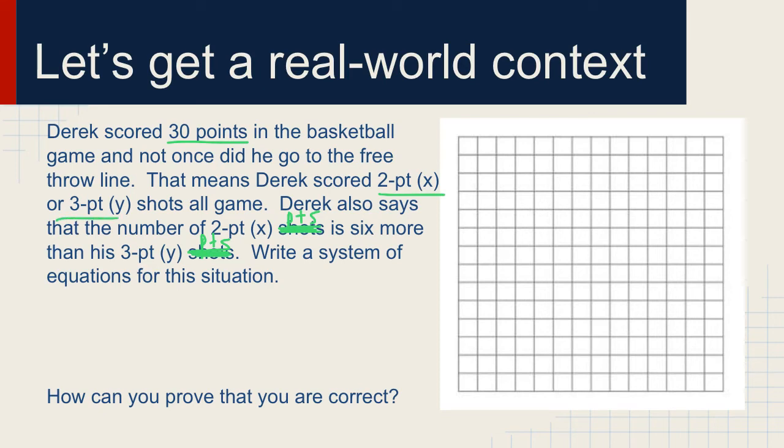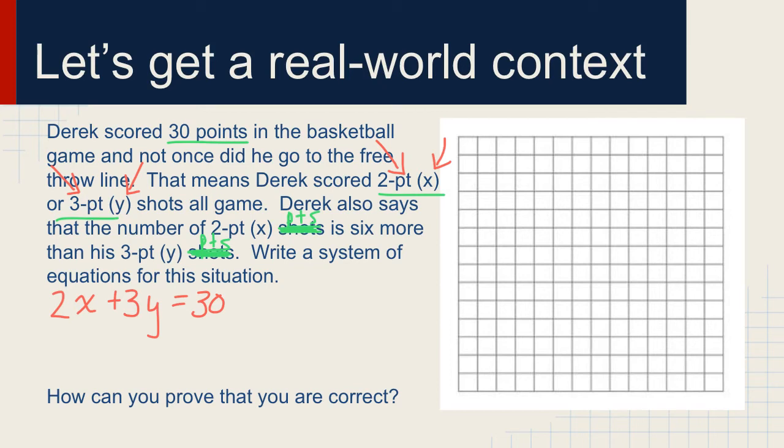So we can write an equation for that. We can take 2 points for every 2-point shot and add 3 points for every 3-point shot, and we should get 30 points. So keep in mind, this is how many shots, and we're going to multiply it by 2 for 2 points each. And this is how many shots, and we're going to multiply by 3 for a 3-point shot. So we have our first equation.